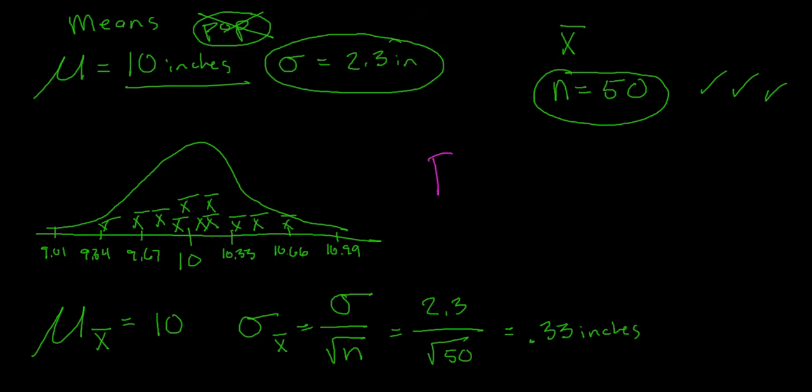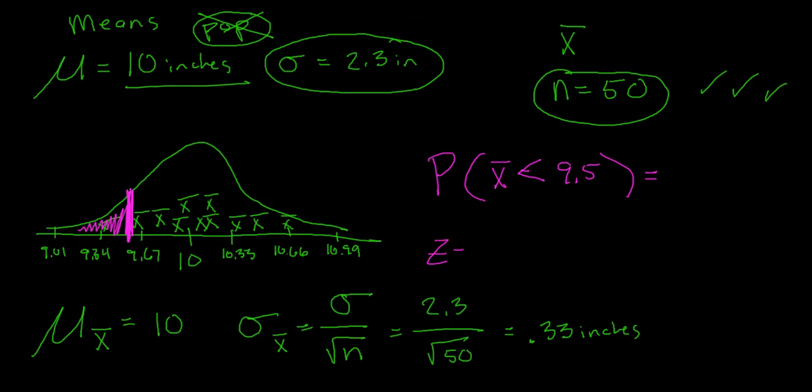I could say, hey, what's the probability that a sample comes back under 9.5 inches? Okay, well, here's 9.67. Here's 9.34. 9.5 is probably right around here somewhere. So I want to find the probability a sample comes back lower than that. Well, again, because it follows a normal model, I want to use the normal model. So I do need to use normal CDF.